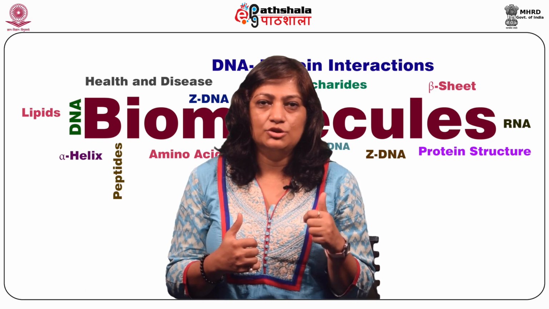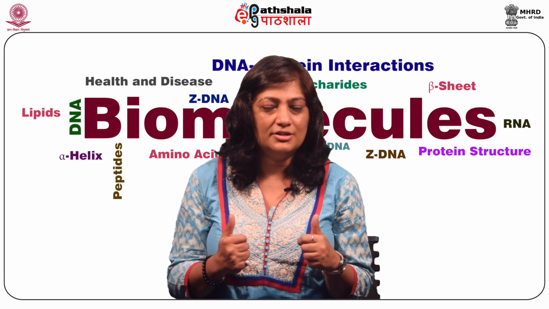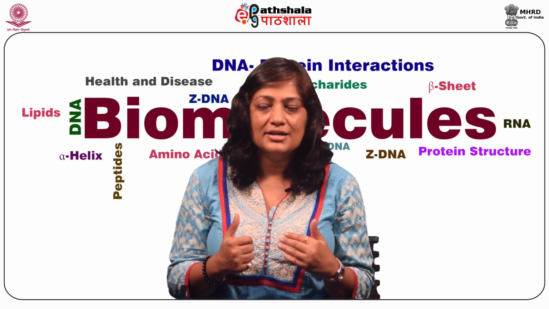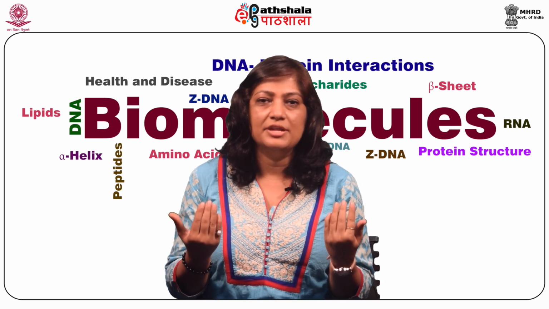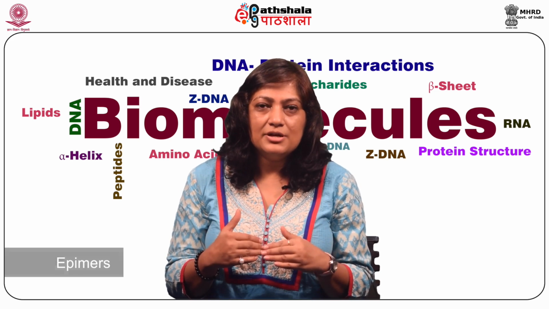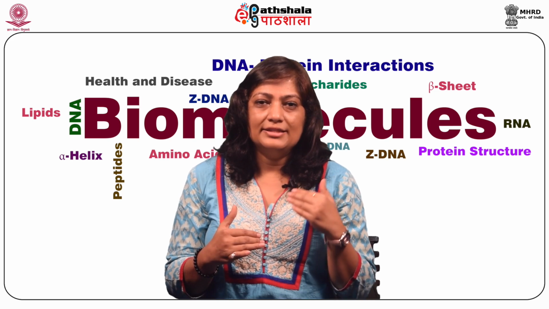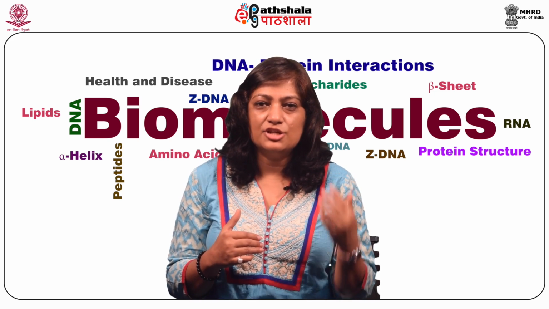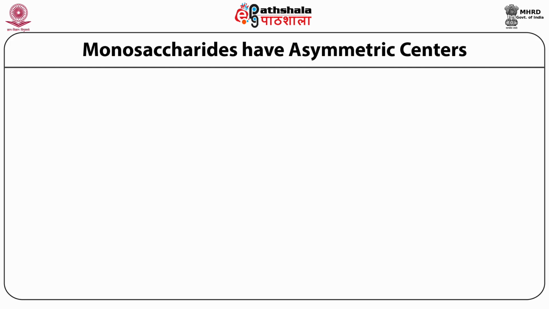Enantiomers are those isomers that are basically non-superimposable mirror images of each other, and we will see what these look like. And diastereoisomers are those isomers that are not mirror images of each other. Epimers are a specific type of diastereoisomer, and these epimers differ in stereochemistry only at a single chiral carbon atom. So like I mentioned, monosaccharides exhibit isomerism because of the presence of asymmetric centers within these molecules.